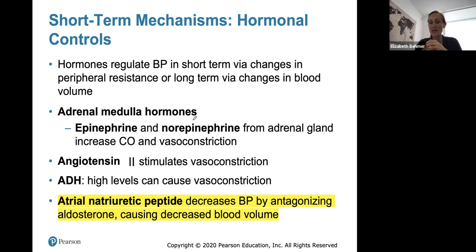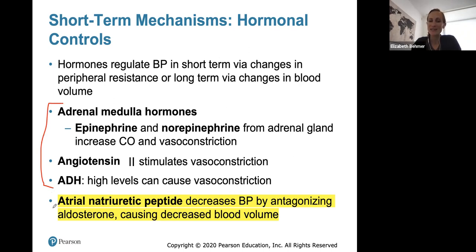ADH levels that are high enough can cause vasoconstriction. So whenever we constrict a blood vessel, that increases the blood pressure. So these 3 are really important for increasing blood flow and increasing blood pressure. Those are the 3.